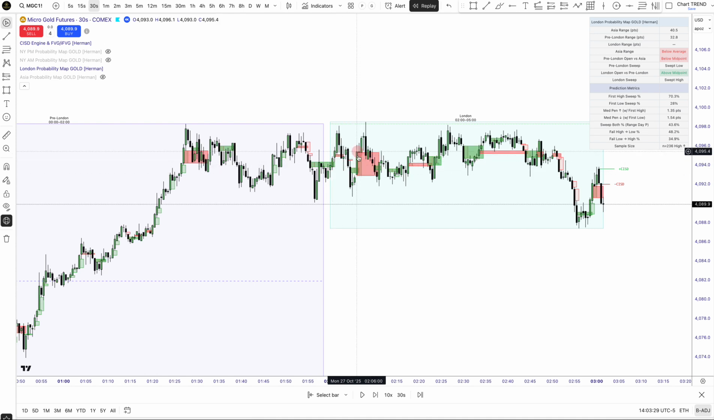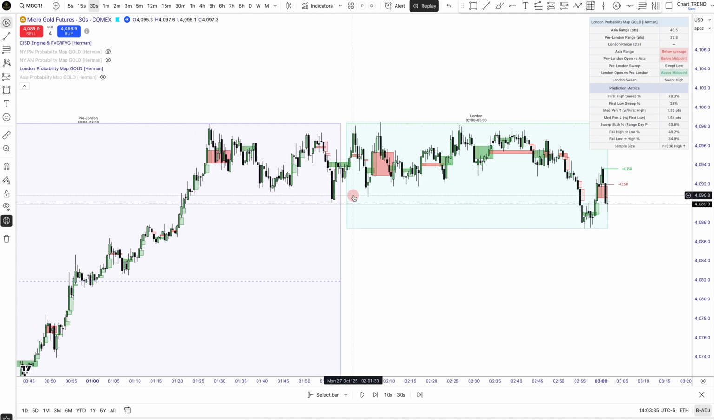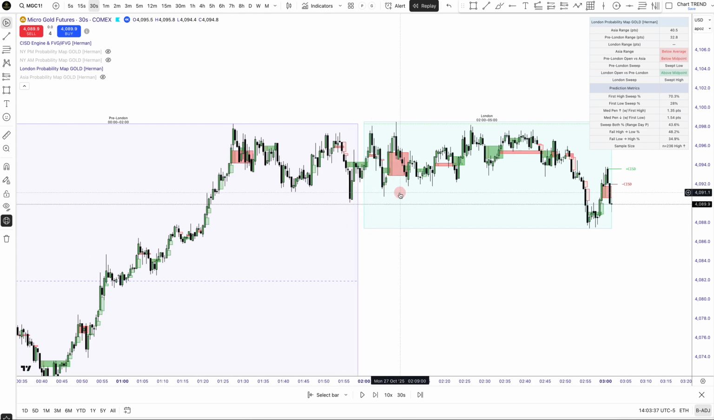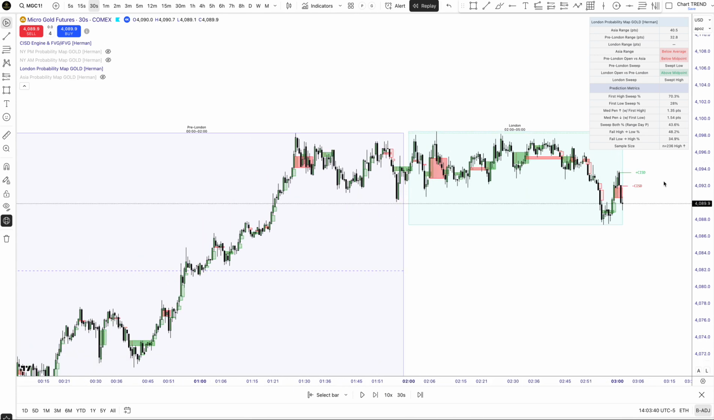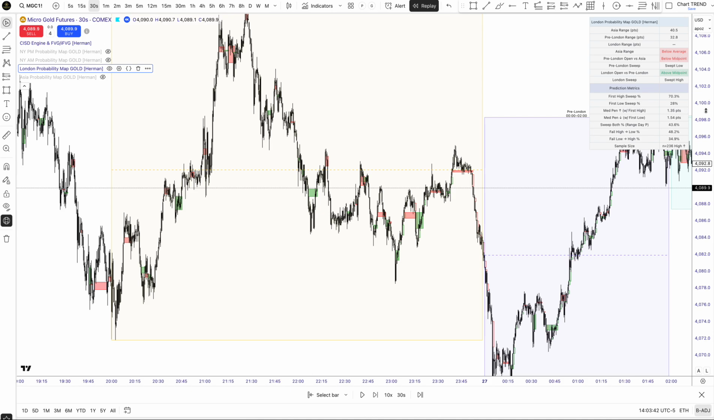Do I enter in here? There was no sweep, no reaction off the fair value gap. I just presume it's some sort of manipulation. I am dropping it. I am not trading in situations like this one.